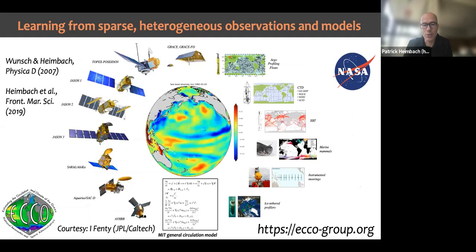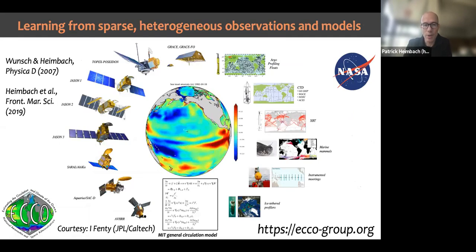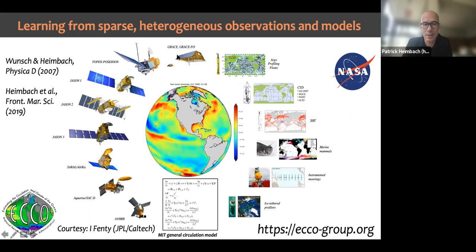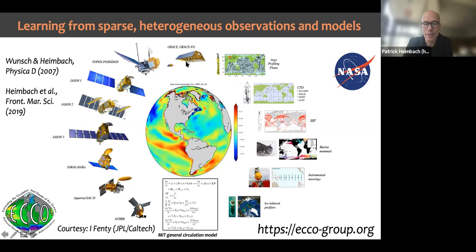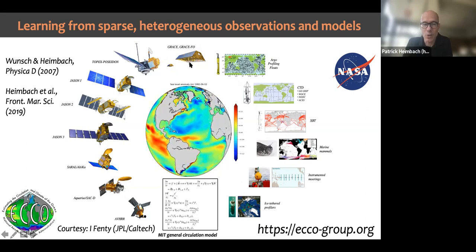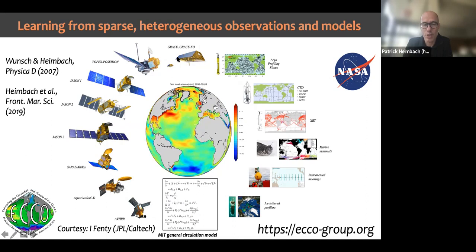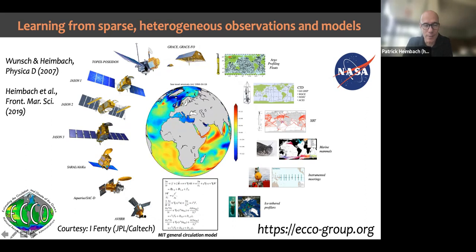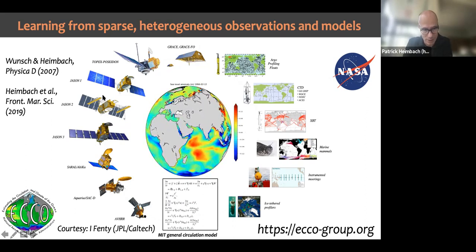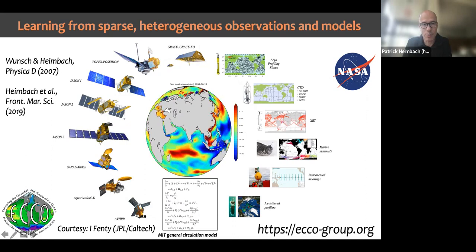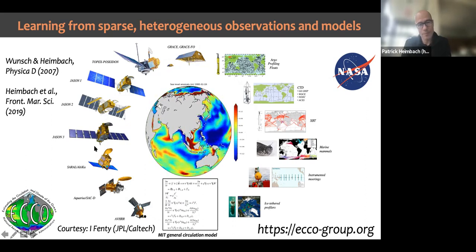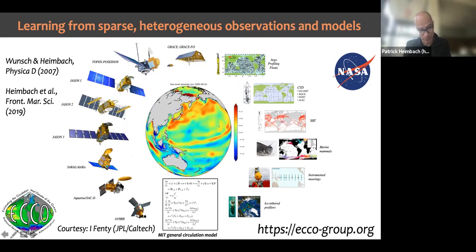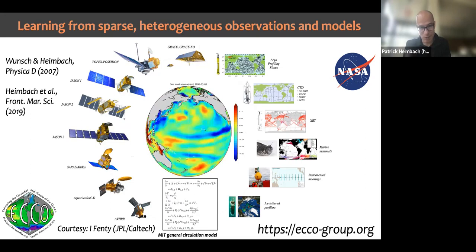So what is ECCO about? On the one hand side, we have a range of ocean dedicated or Earth observing dedicated satellites. Here at the top are GRACE, the Gravity Recovery and Climate Experiment, and its follow-on mission, measuring ocean bottom pressure changes since about 2003. We have this series of satellite altimeters since TOPEX/Poseidon in 1992 to present.